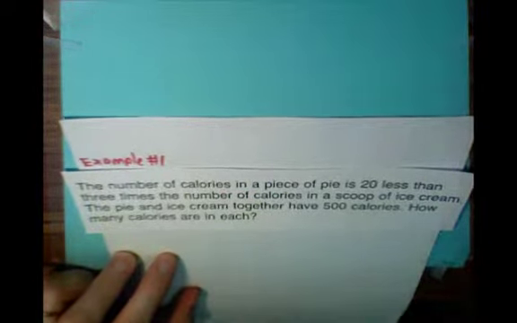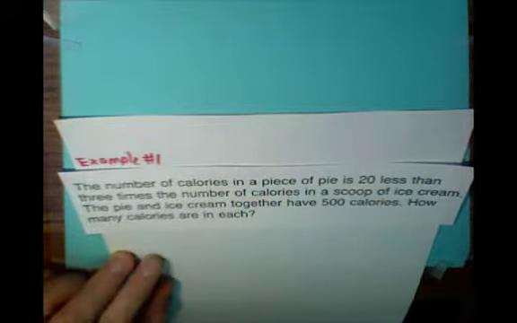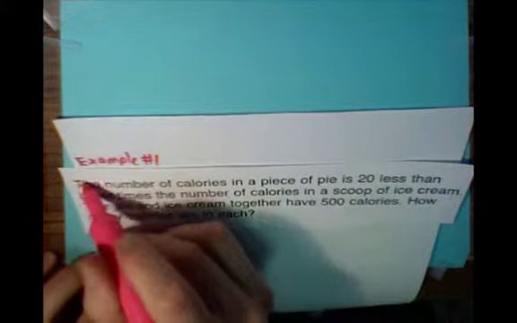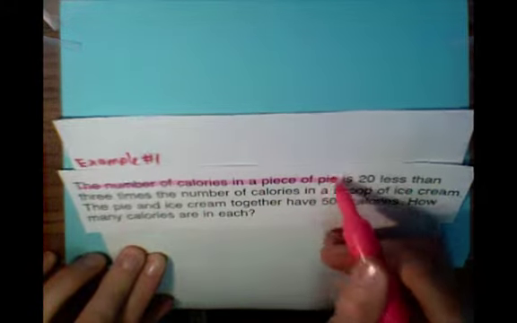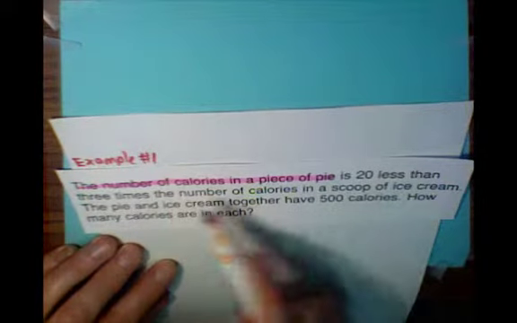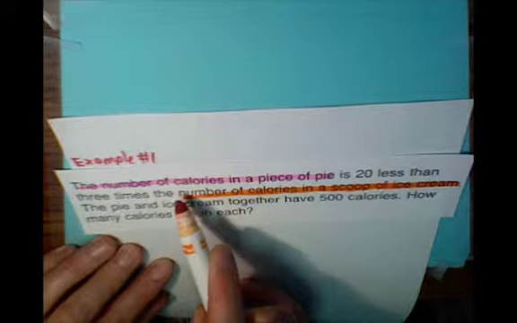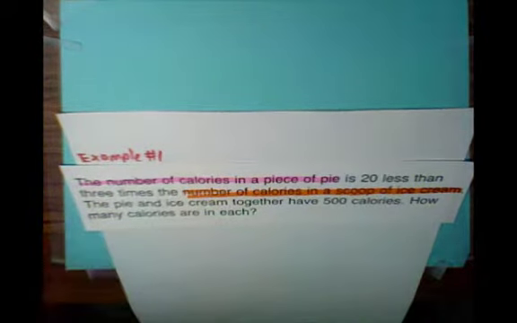And again, going back to our steps, first we identify the unknowns. Our unknowns are the number of calories in a piece of pie and the number of calories in a scoop of ice cream. All right, those are our two unknowns.